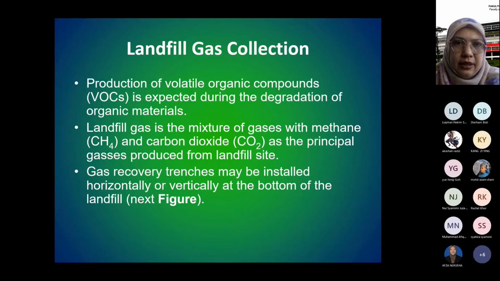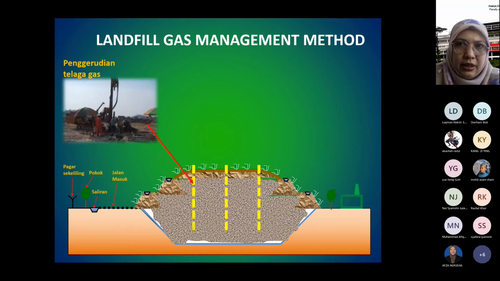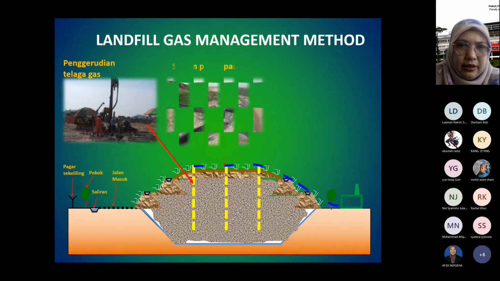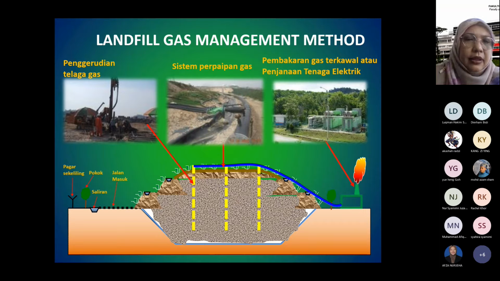Okay, landfill gas collection: production of volatile organic compounds is expected during the degradation of organic landfills. Landfill gas is a mixture of gases including methane, as already discussed. Gas recovery trenches may be installed horizontally or vertically at the bottom of the landfill. Okay, so the landfill gas management method: firstly, we need to drill down the gas vent or the piping system for gas ventilation.